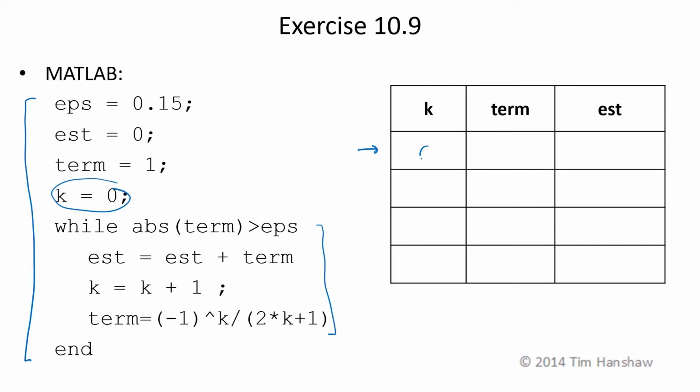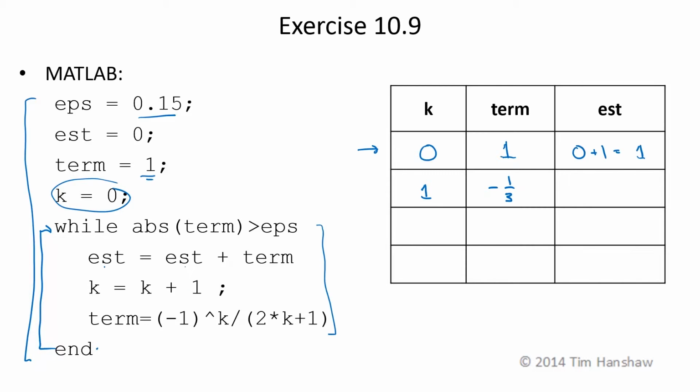First time through, k is equal to 0, term gets set equal to 1, est is 0, then we enter the while loop. The absolute value of term is 1, EPS is 0.15, 1 is greater than 0.15, so I enter the loop. Est is equal to est plus term. So 0 plus 1 is equal to 1, and the first value of my estimate is 1. Then k is equal to k plus 1, 0 plus 1 is 1. Term is -1 to the first, which is -1 over 2 times 1 plus 1, which is going to be -1/3. Now I hit the end statement for the while loop, go back up here.